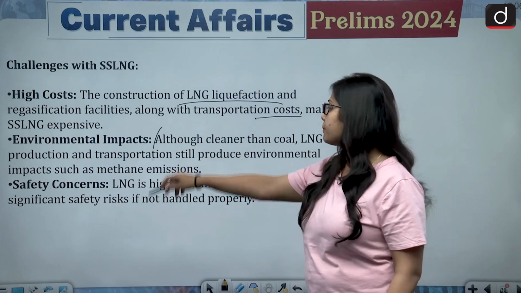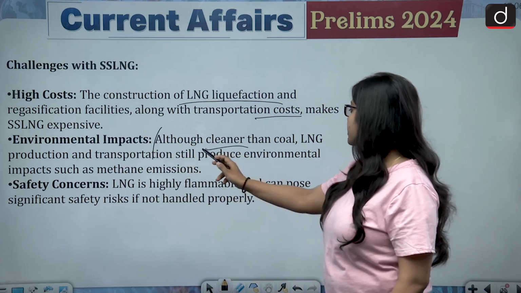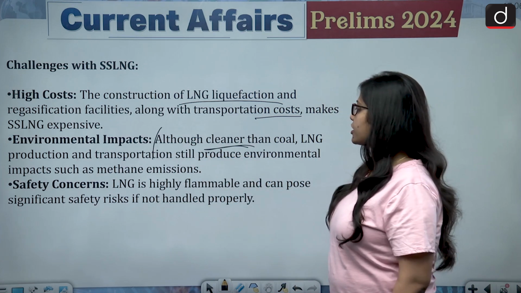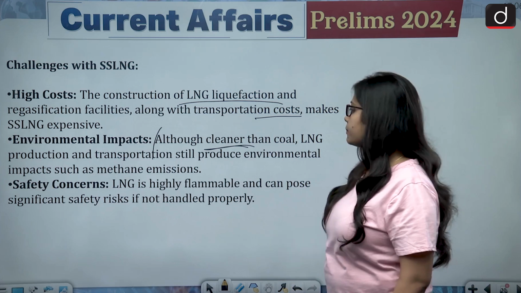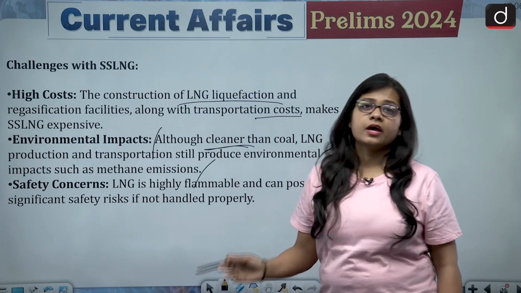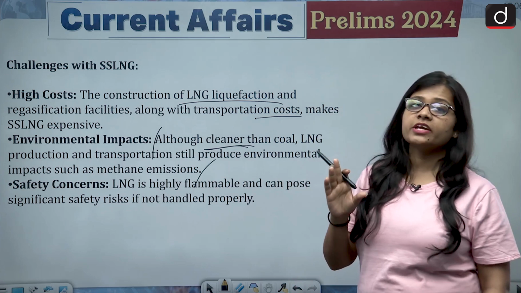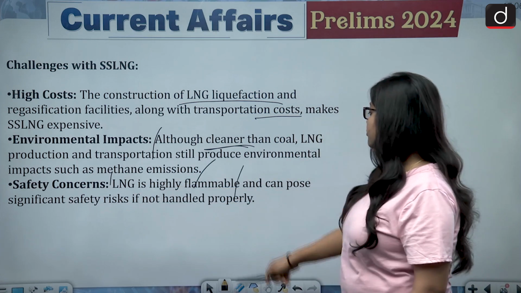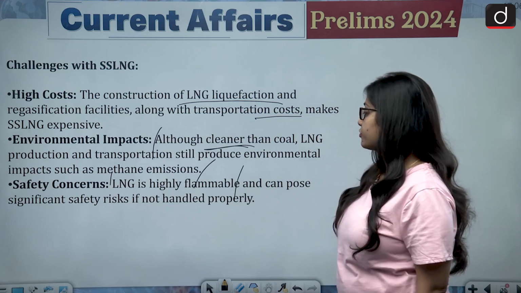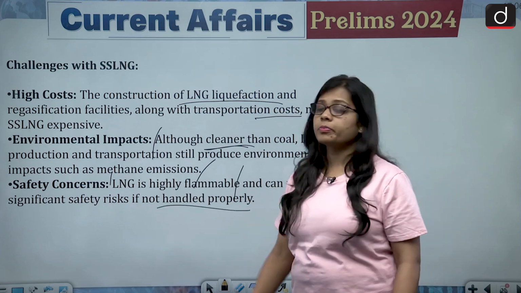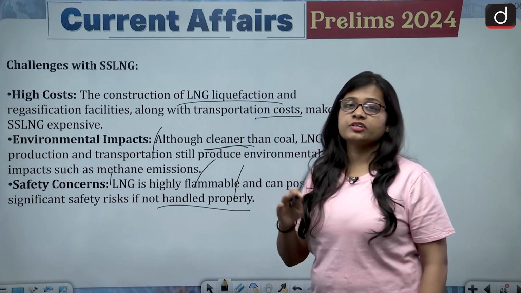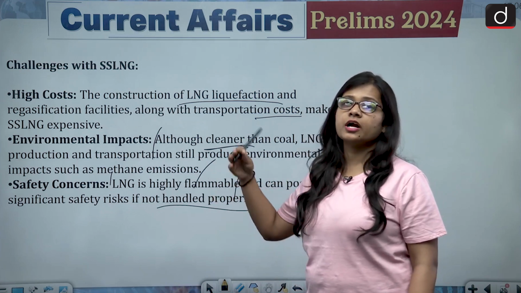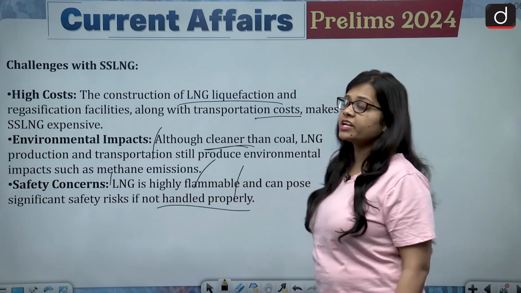Then environmental impacts. Although they are cleaner than coal, LNG production and transportation still produce environmental impacts such as methane emissions, and these methane emissions can be very dangerous. Then safety concerns. It is highly flammable and can pose significant safety risk if not handled properly. So that is why the logistics and the infrastructure is a big challenge with regard to the transportation of LNG.